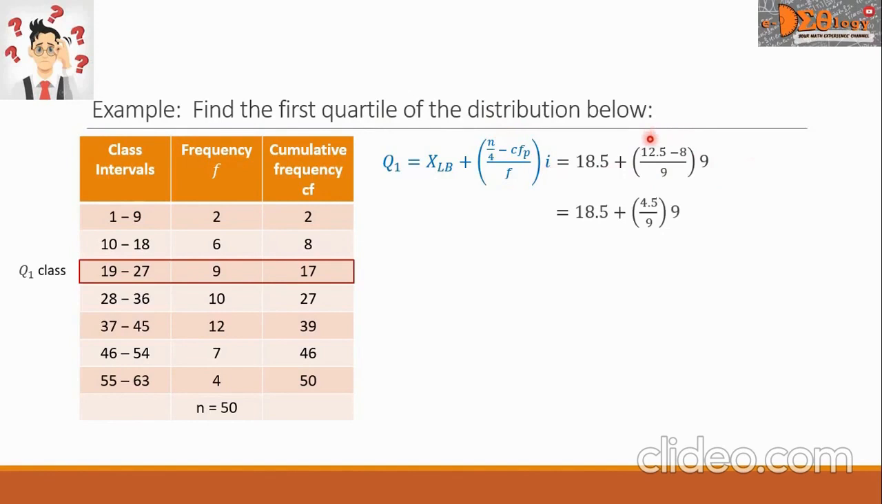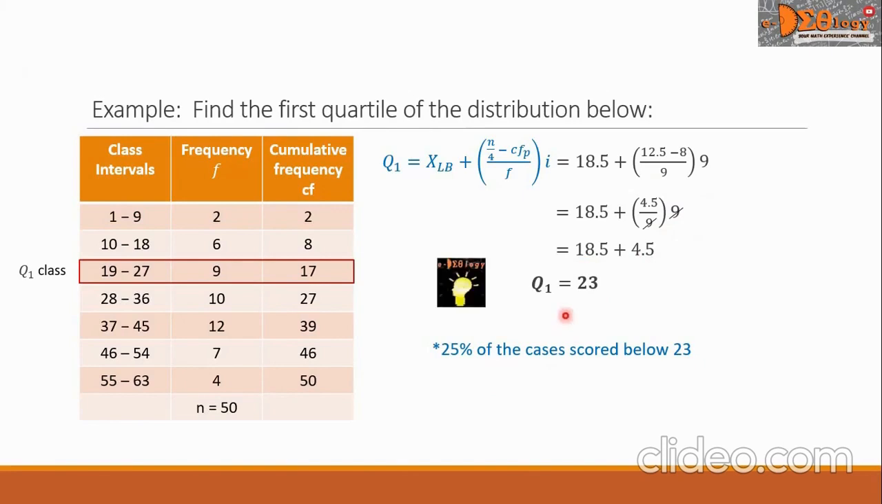Simplifying further, the 12.5 minus 8 is 4.5. And this 9 and 9 can be cancelled out. Simplifying, we have now 4.5 here. And this value is added to 18.5, so we have Q sub 1 equals 23. We say that 25% of the cases or the distribution scored below 23. This is our final answer.